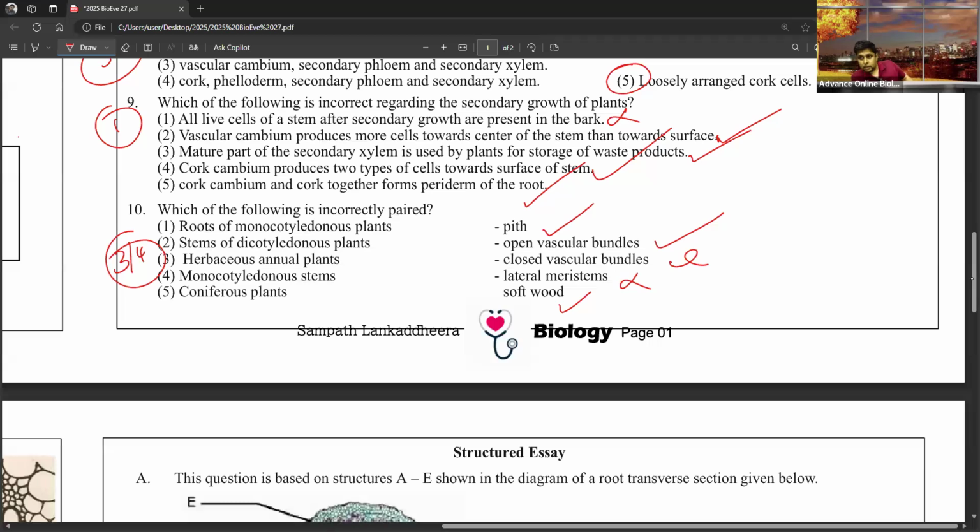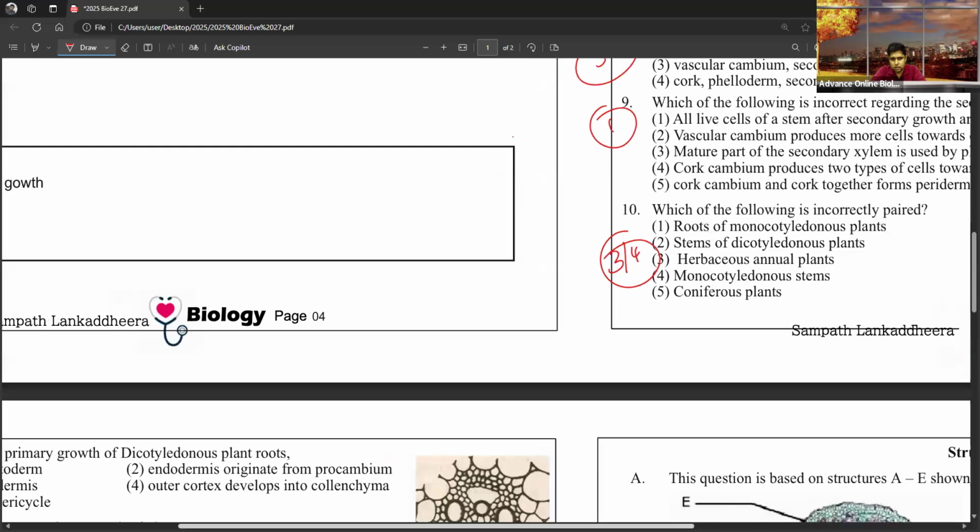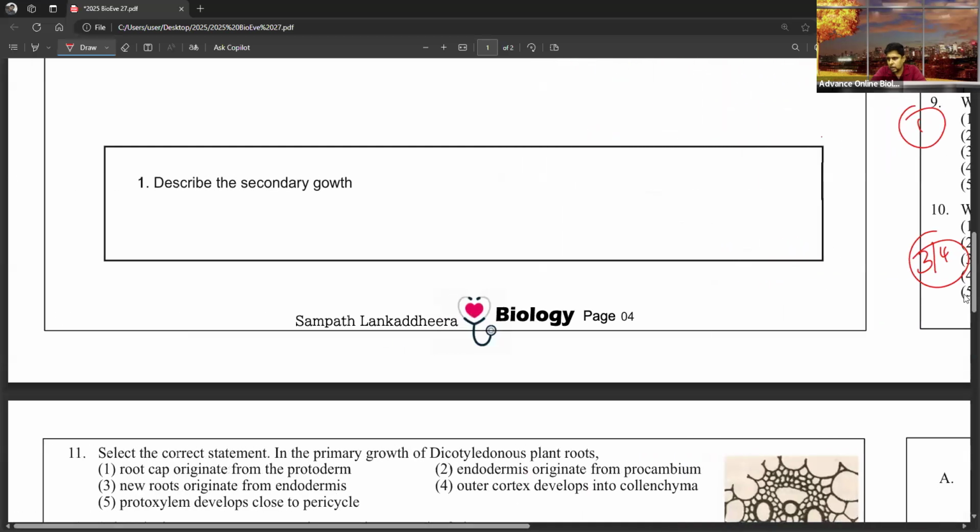How is the third one in the 9th MCQ correct? The mature part of the secondary xylem is used by plants for storage of waste products. Yeah, why did we say that? In the heartwood they deposit waste materials and then it becomes more dark in color due to that. Can't you remember? We learned that. Right? In hardwood they deposit waste materials and then it becomes more dark in appearance.